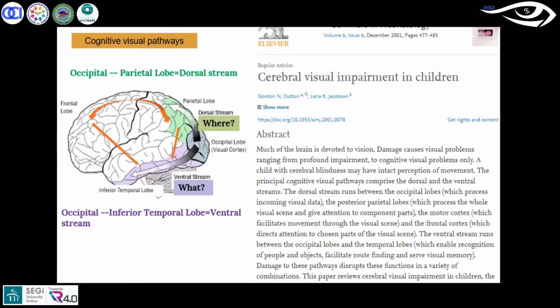So that's why the more correct term to use here is cerebral, as compared to cortical blindness or cortical visual impairment, because the whole brain is involved in seeing and interpreting what we see.